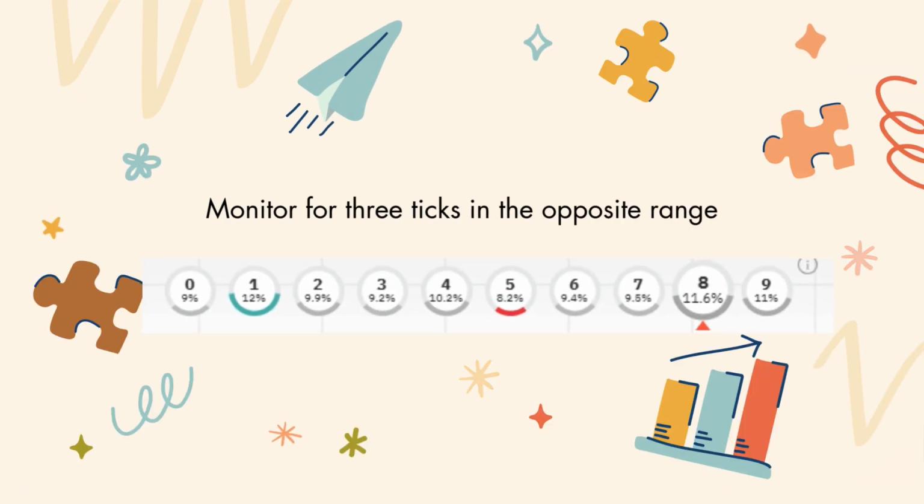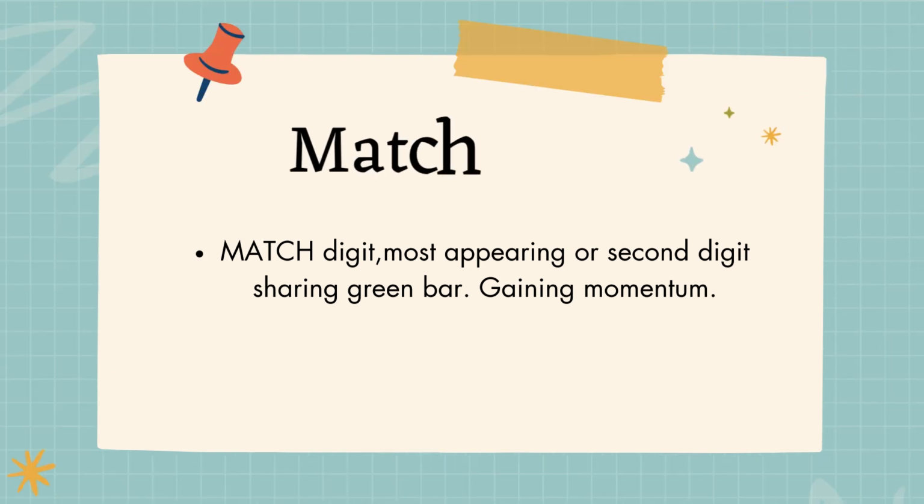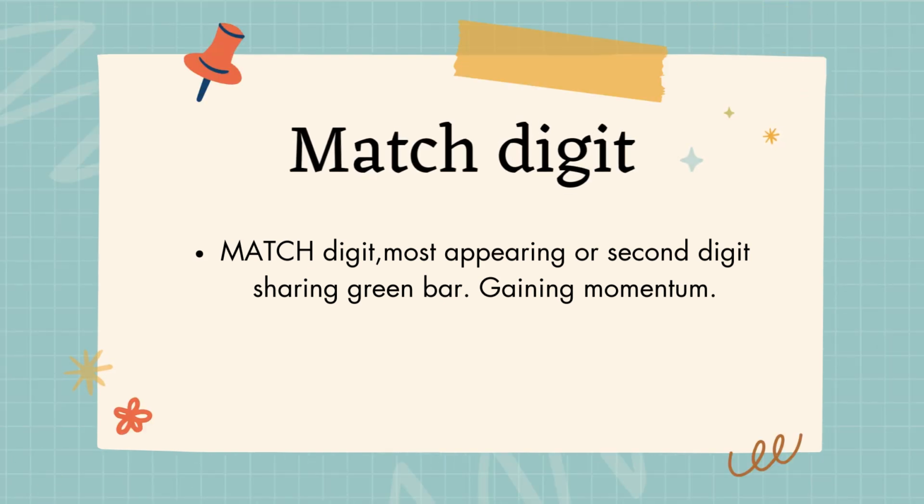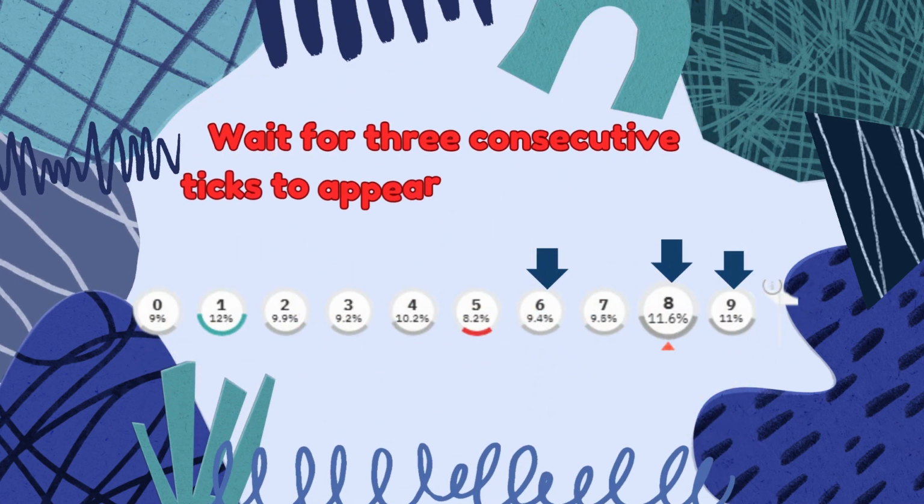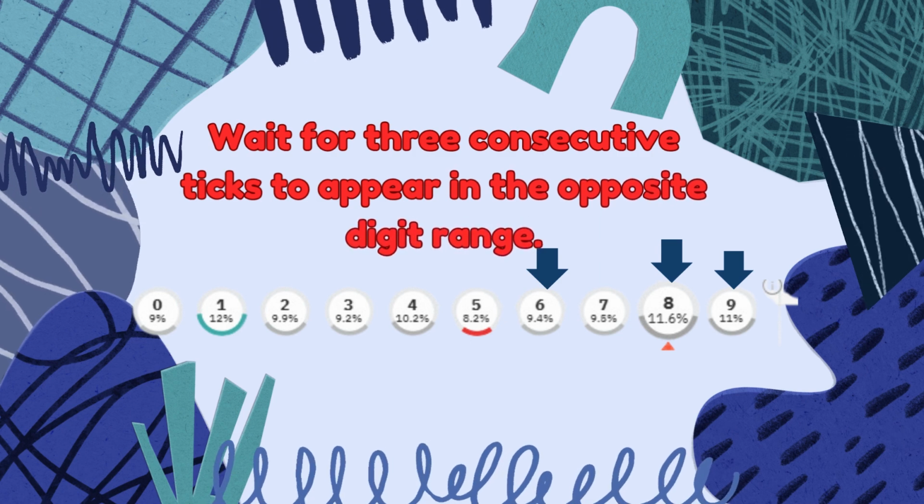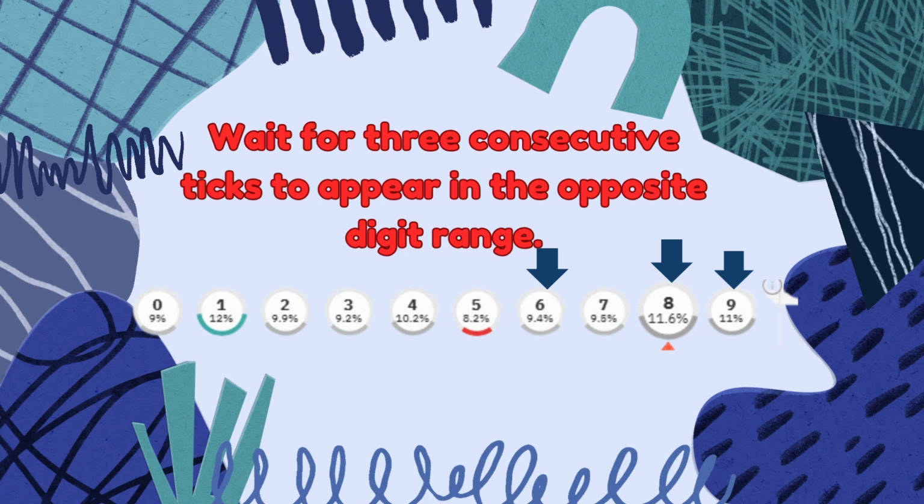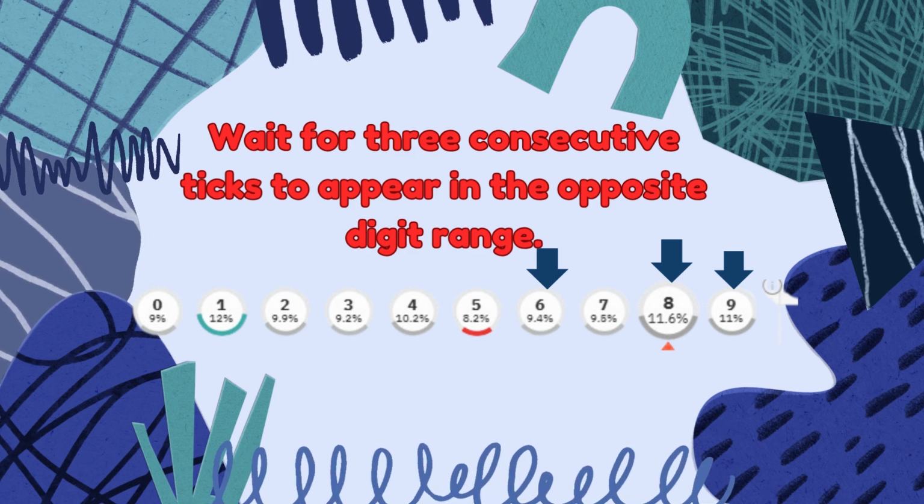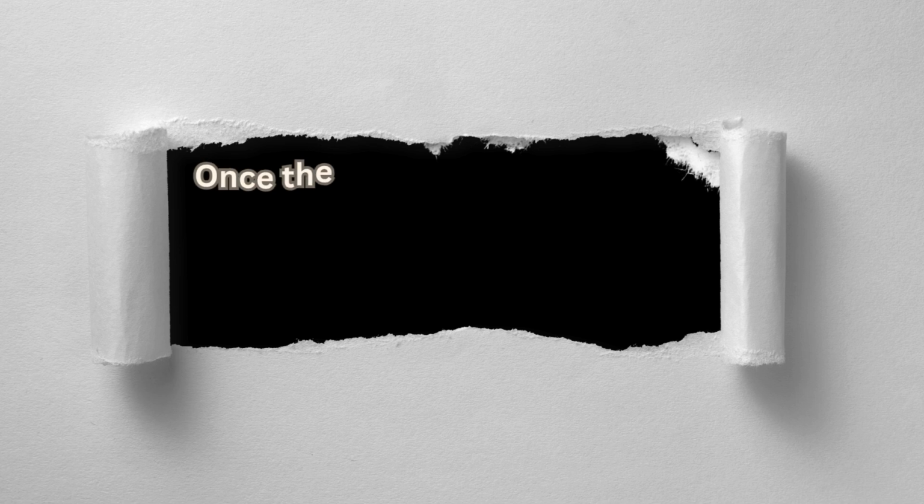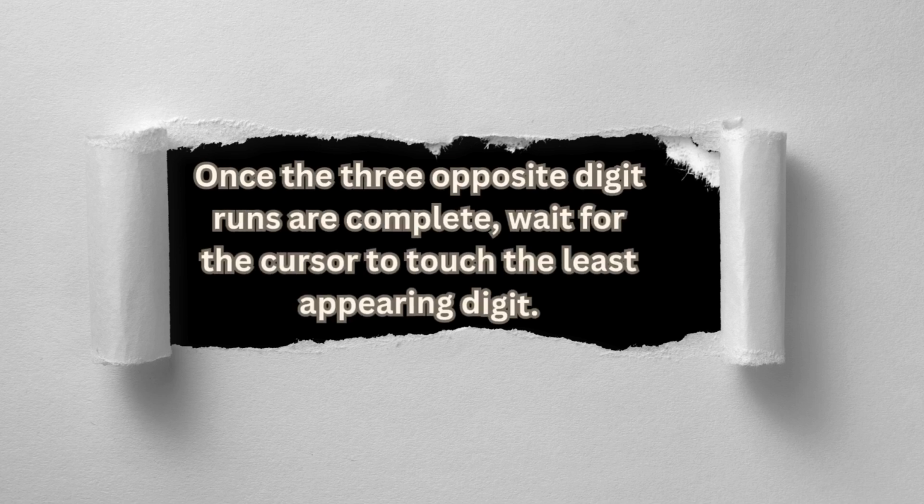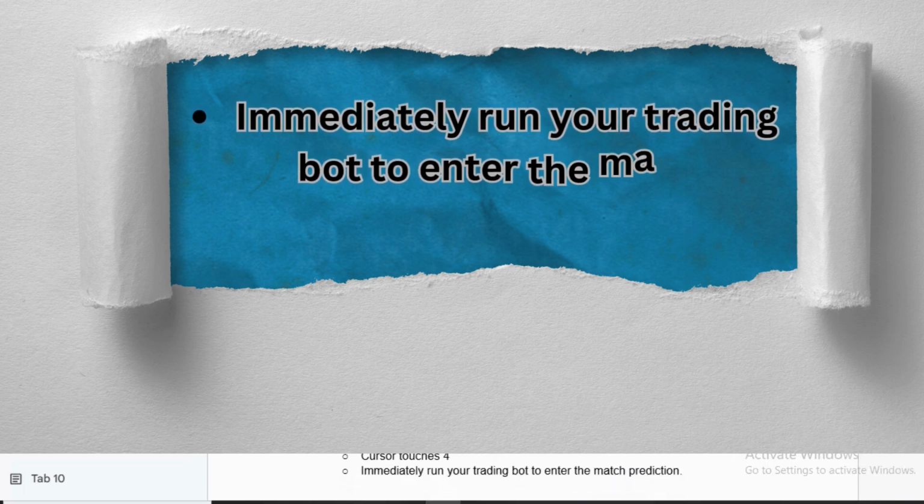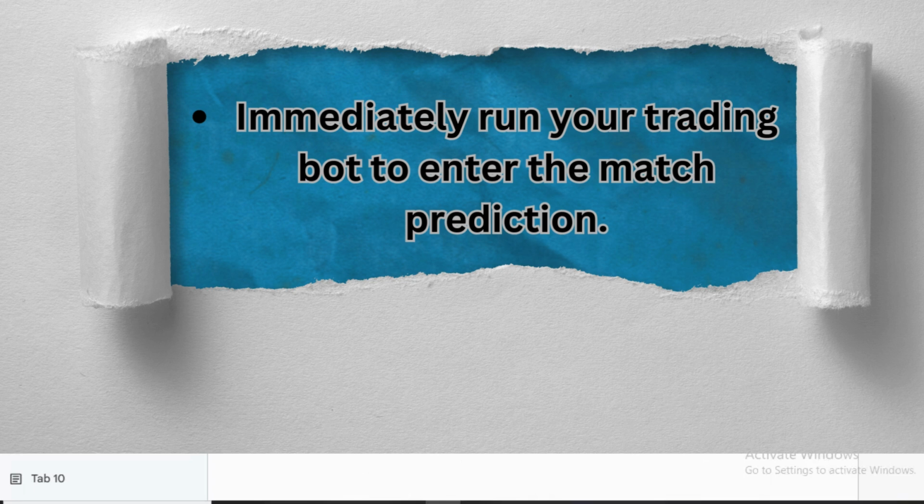So we are going to monitor 3 ticks in the opposite range, and also we are going to match the digit with the most appearing or the second digit sharing the green bar, meaning it's gaining momentum. So we are going to wait for the cursor to run to 3 opposite digits, like touch maybe 7, 9, 6, and wait for the cursor to touch the least appearing digit. So when it touches the least appearing digit, we are going to match our prediction.